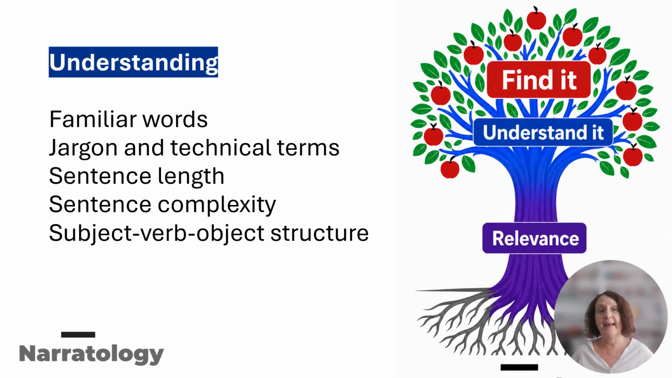Then finally, as our third part of our tree, we link the information that you can find with the need for the information by making that information understandable. And this is the sort of core part of any plain language course. We look at familiar words, jargon, and technical terms. We then look at sentences.